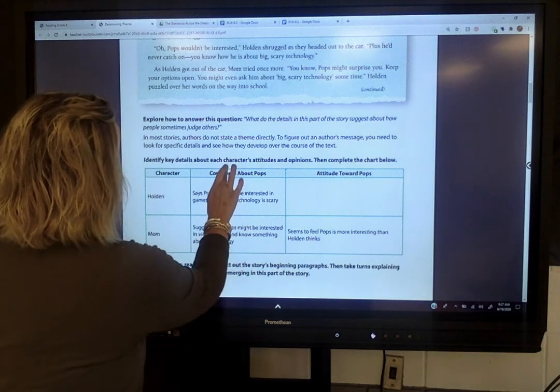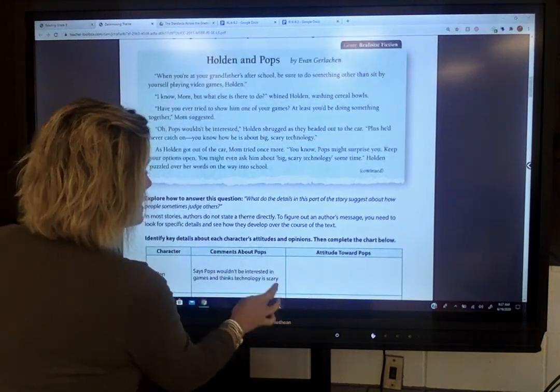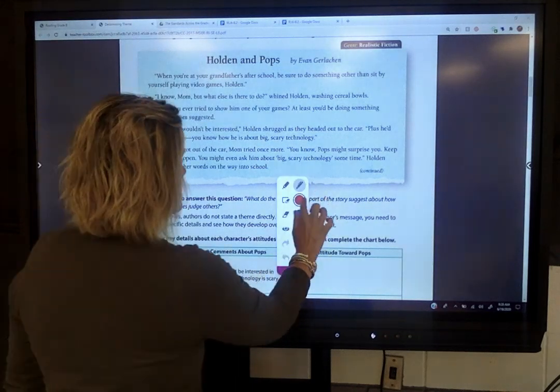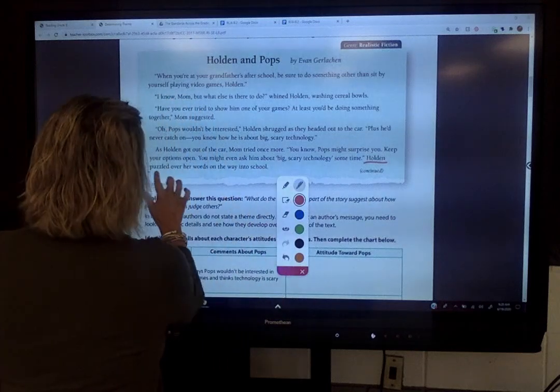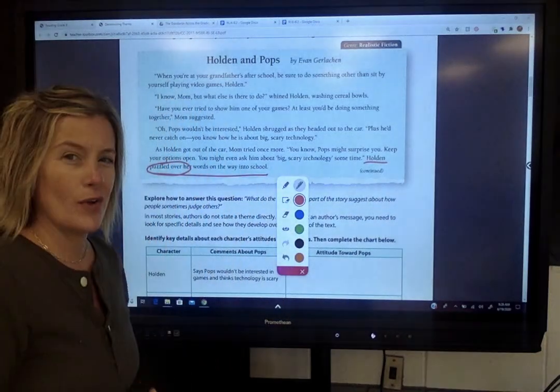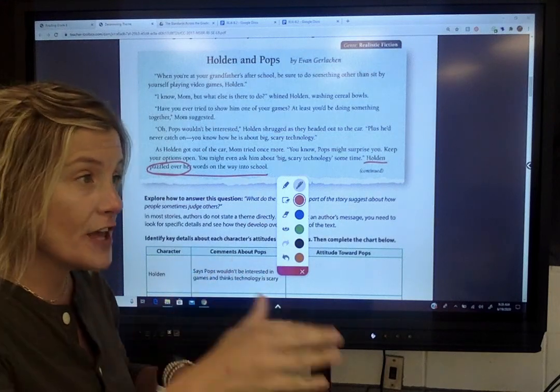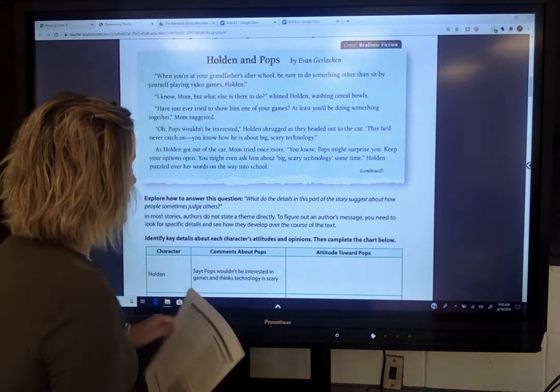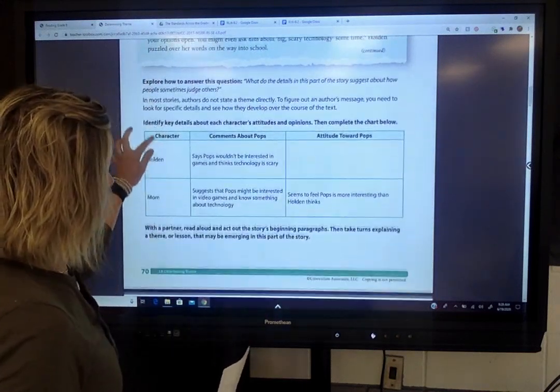And we can see that this kind of gets Holden, if you look at this right here, puzzled over her words. He starts thinking about, what's she talking about? So the theme is emerging through the characters here. Let's read the second part of the story.